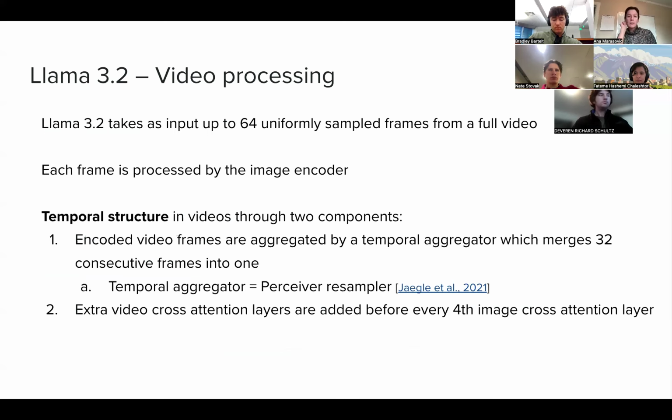Okay, I'm going to wrap up with a sequence of nitty-gritty details that you do not need to know. This is maybe for people who are interested in extra advanced stuff in this realm. But I will go through them because I have 3 minutes, so this is a perfect time to go through this. So for video processing, Llama 3.2 takes as input 64 uniformly sampled frames from a full video.